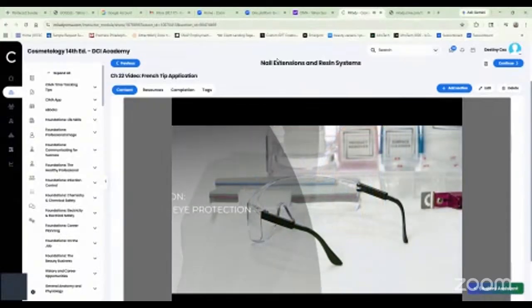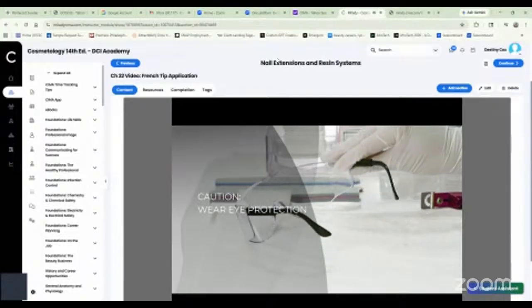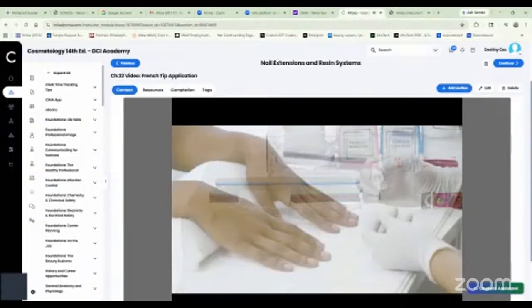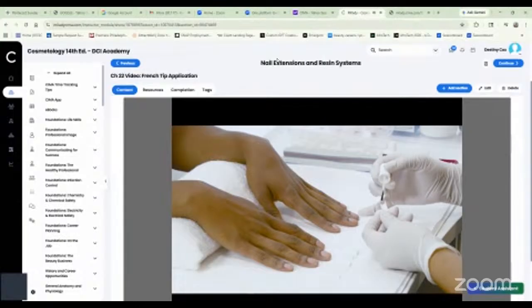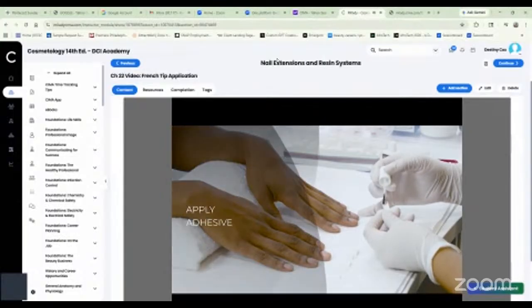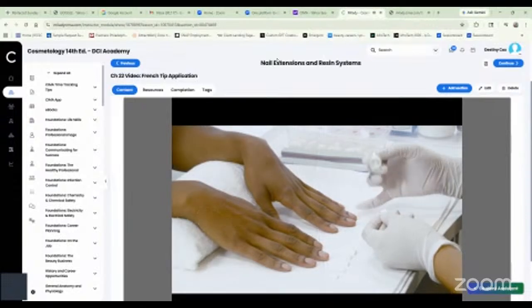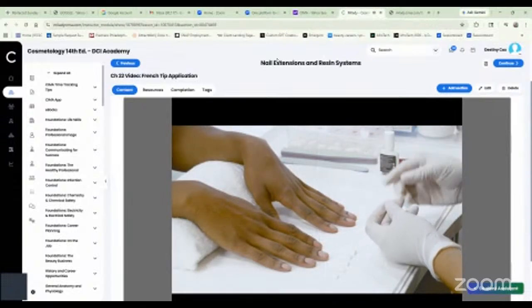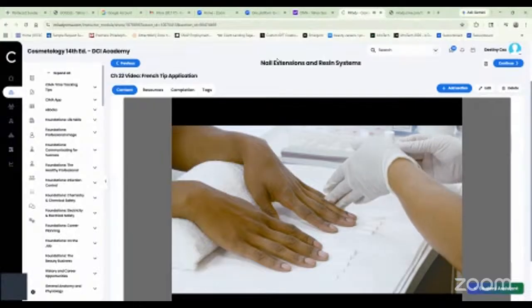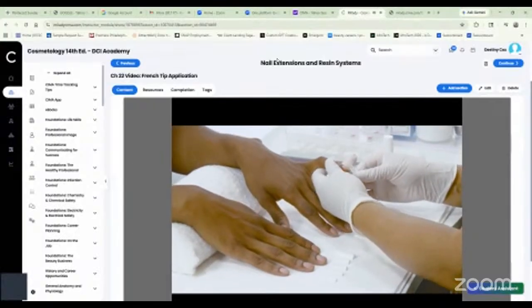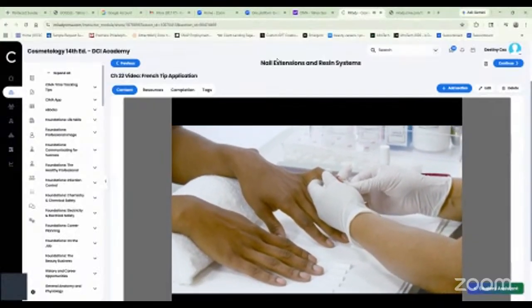Remember, both you and your client should wear eye protection. Starting again with the pinky finger on the client's left hand, apply the adhesive to the well of the tip. You can also use a thin brush-on resin. If there is no well, apply resin just under the French edge.